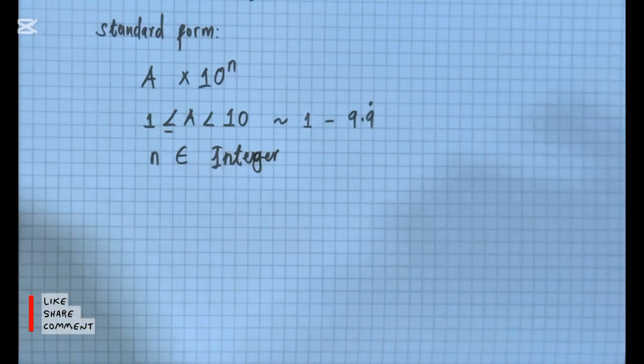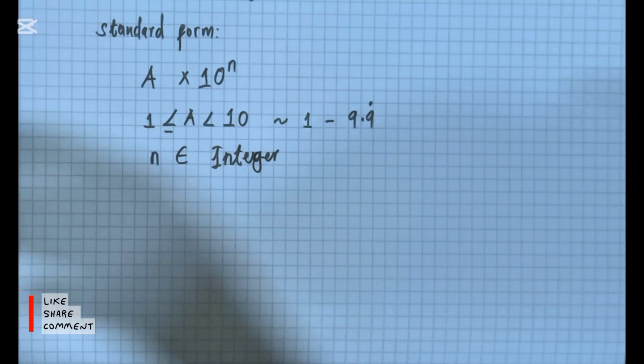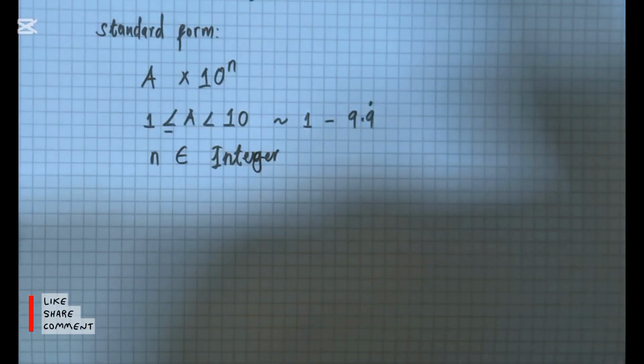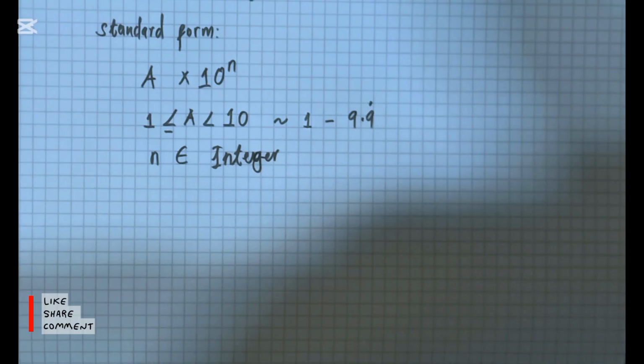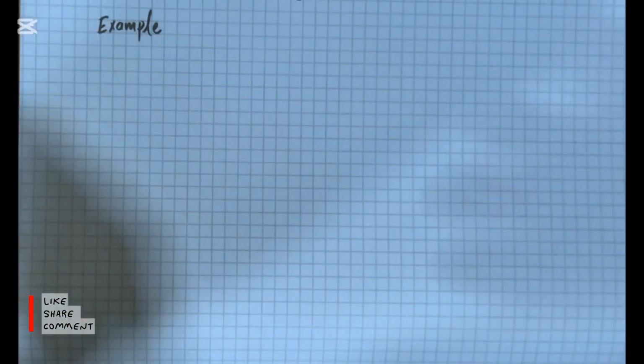Why don't we go ahead and look at an example so that you're able to understand what standard form actually means from this perspective. In these examples, I'm going to write standard forms of numbers that are greater than 10 and also numbers that are less than 10. Let's begin with standard form of numbers greater than 10.